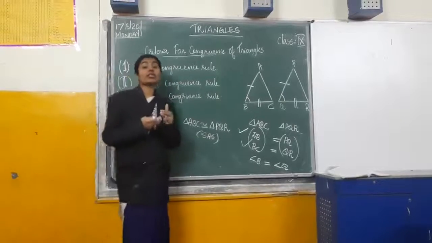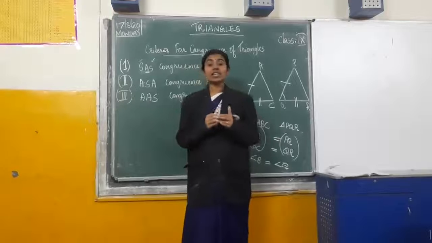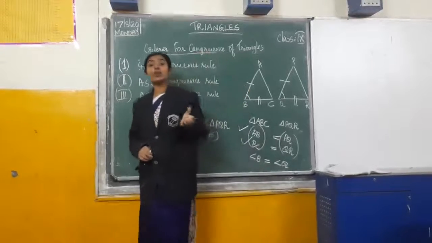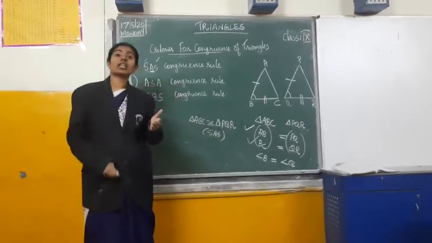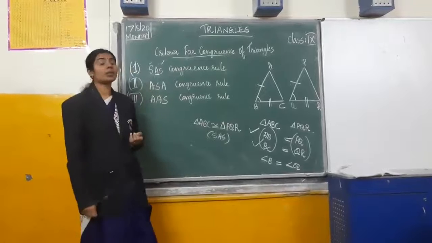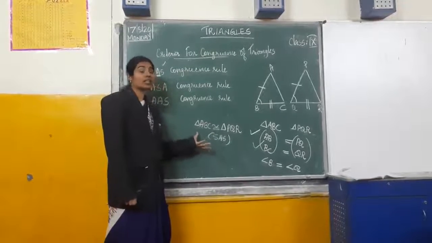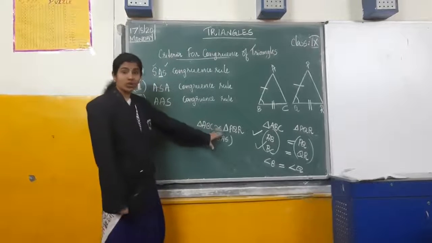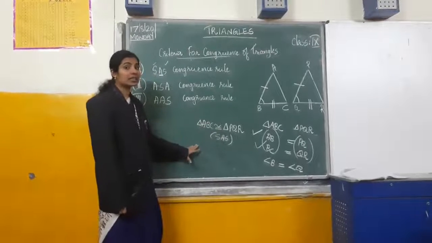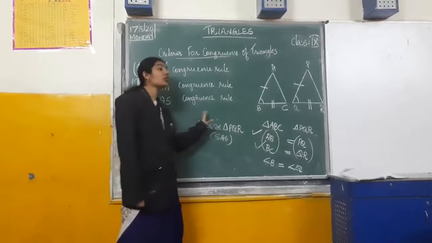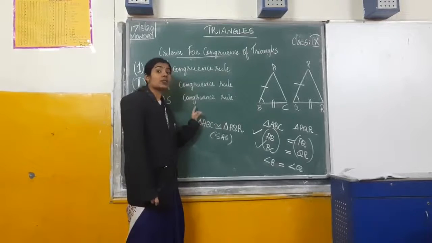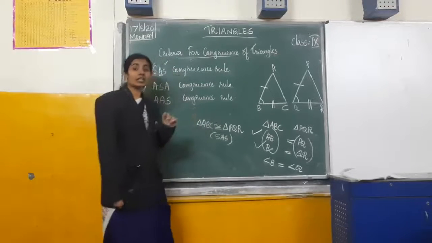And when you are getting two congruent triangles, you can say that corresponding parts of the two triangles are equal. What is meant by corresponding parts? That will be angles or sides of the triangles. So when two triangles are congruent, what can we say? The corresponding sides of two triangles are equal. Corresponding angles of two triangles are equal.